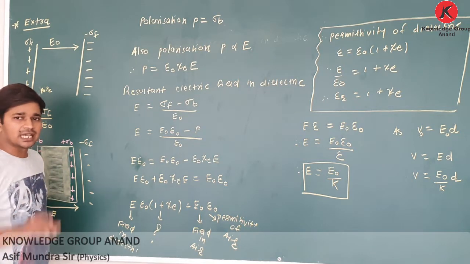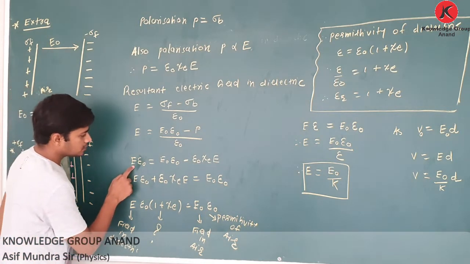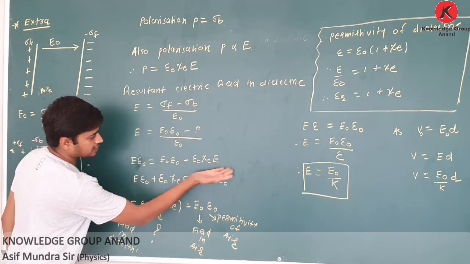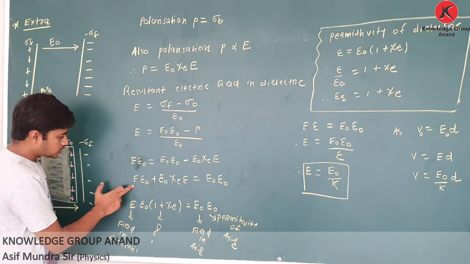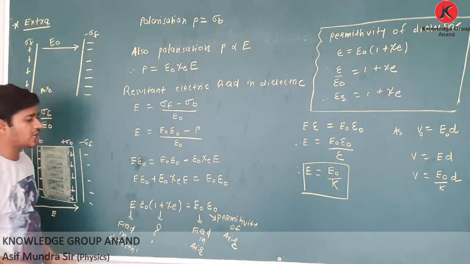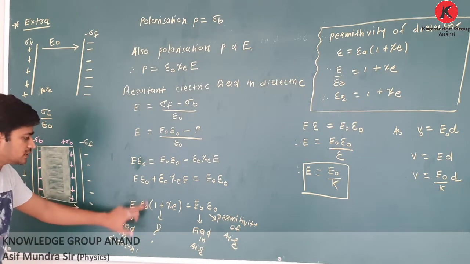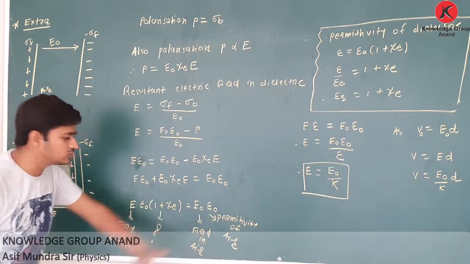Now from this step, how to write? Bring the terms having the electric field in the dielectric together. E, it is E0, it is E. So take this term to the left side. So E epsilon 0 plus epsilon 0 chi E is equal to E0 epsilon 0. Now take E epsilon 0 common, then it is E epsilon 0 into 1 plus chi E is equal to E0 epsilon 0.